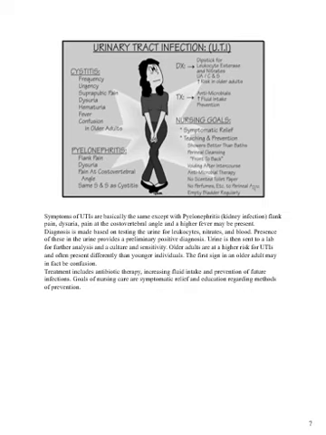Older adults are at a higher risk for UTIs and often present differently than younger individuals. The first sign in an older adult may in fact be confusion. Treatment includes antibiotic therapy, increasing fluid intake, and prevention of future infections. Goals of nursing care are symptomatic relief and education regarding methods of prevention.